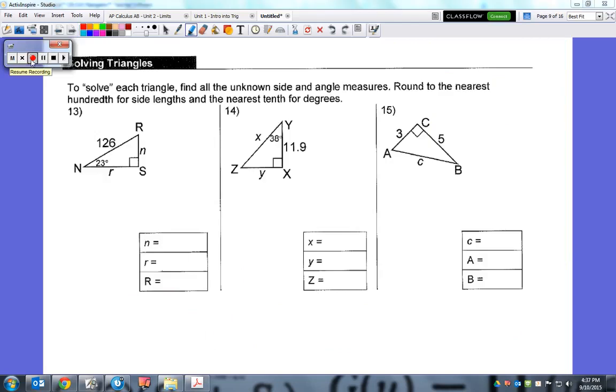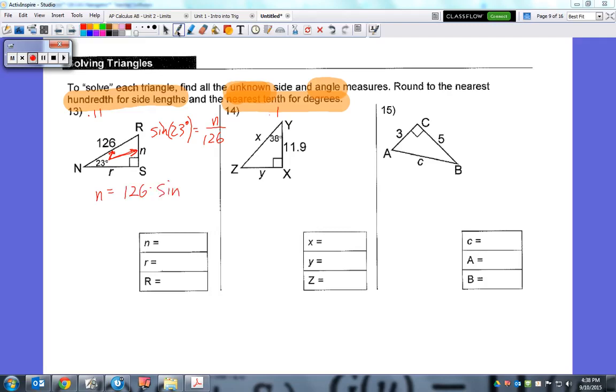Okay, so now we are going to solve each triangle and find the unknown side and angle measures, rounding to the nearest hundredth for the lengths and the nearest tenth for degrees. So 1 decimal place here, and then 2 decimal places over here. Okay, so here we go. N, I could solve using this. The reason is I have only one unknown. So I have opposite over hypotenuse, that is the sine of 23 degrees is equal to n over 126, and then multiply both sides by 126, so that n is equal to 126 times the sine of 23.